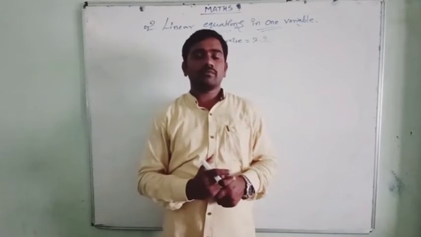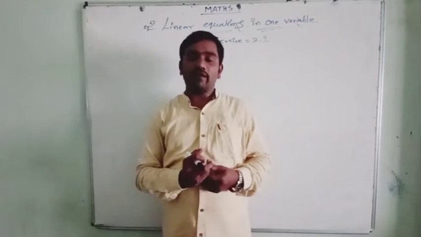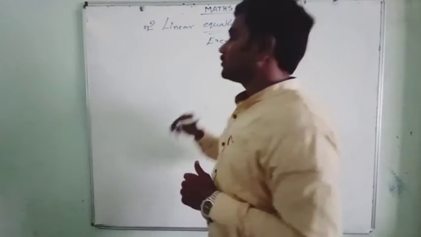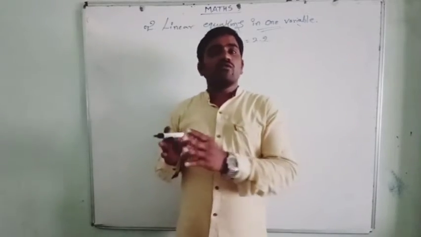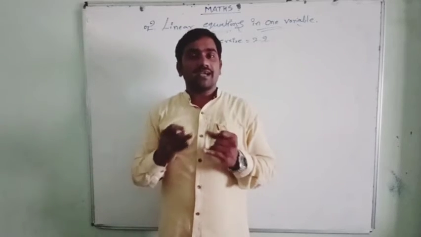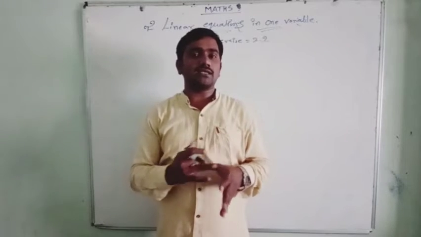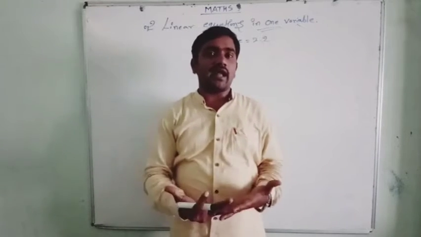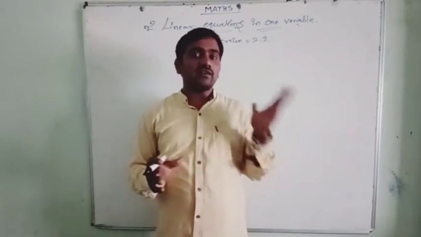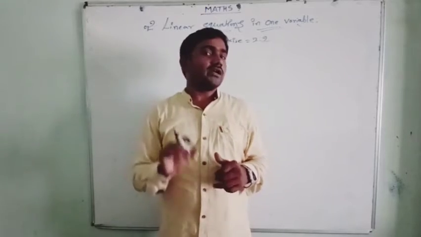Today we are going to learn 8th class second chapter, linear equations in one variable, in that exercise number 2.2. Before we go into 2.2, we should be aware of lines and angles: corresponding angles, alternate angles, vertically opposite angles, and some properties of triangles. This will help us in this exercise. So see that video first, then you can come to this video. That video link I will keep in the description.